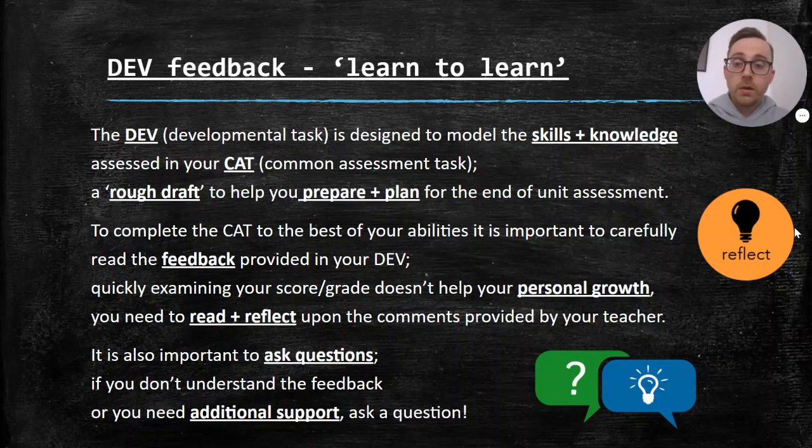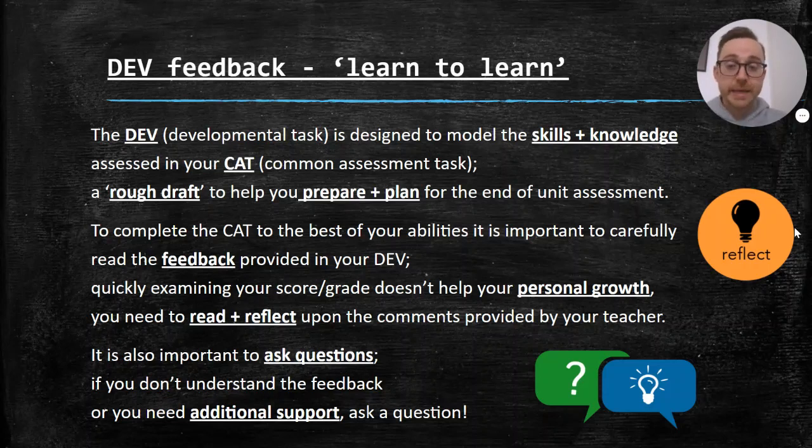There we go. So the dev task, the developmental task, is designed to model the skills and knowledge assessed in your CAT, your Common Assessment Task. So every dev and every subject really should be preparing you for the CAT. It's not just some random assignment that we've created the night before we come into school. It's a rough draft to help you prepare and plan for the end of unit assessment.